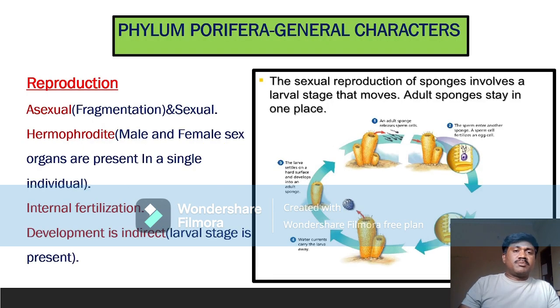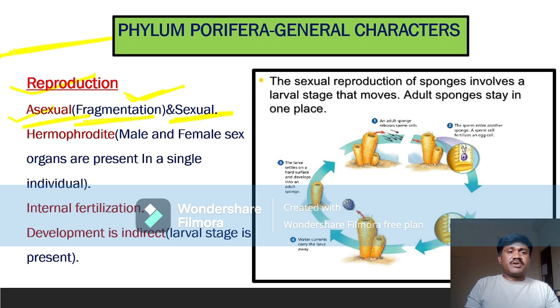Okay, right. Come to the next characteristic feature, that is reproduction. Here asexual type of reproduction and sexual type of reproduction, both types of reproduction these animals can show. So one is asexual reproduction. In asexual reproduction, they can reproduce through the fragmentation process. Fragmentation means what? If an organism is cut into many pieces, each piece can grow like a new individual.